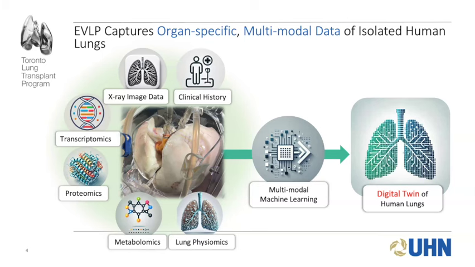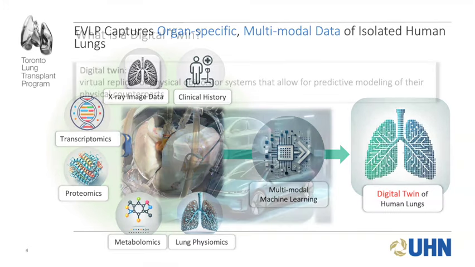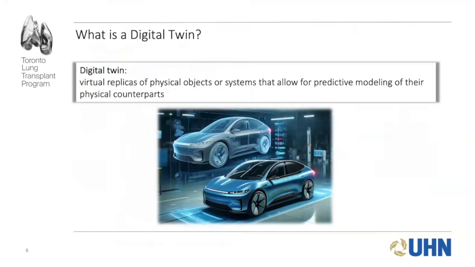So in terms of data modality, we're looking at image data, transcriptomic, proteomics, metabolomics, lung physiomics data together with the clinical history of the patient. And all these data can then be combined with multimodal machine learning to create a digital twin of the human lung. So talking about the digital twin, what is it exactly?